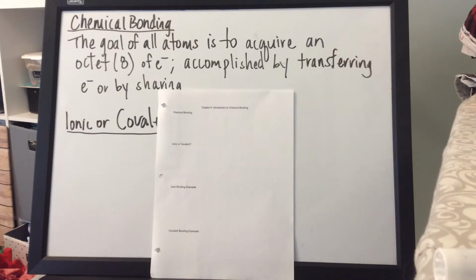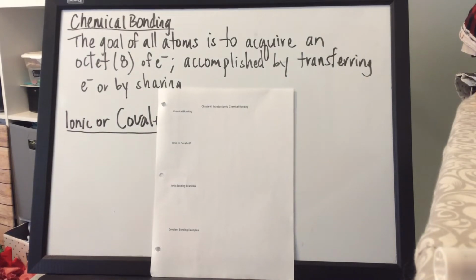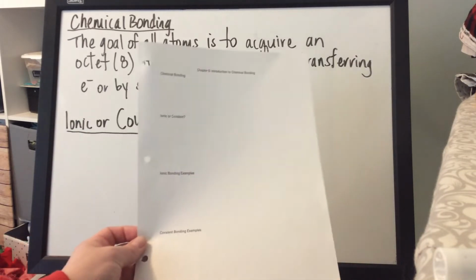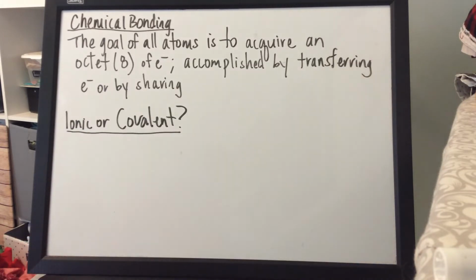Okay, this video is on an introduction to chemical bonding and the difference between ionic and covalent bonds. So this is the note paper that we'll be working on, and you can just follow right along.